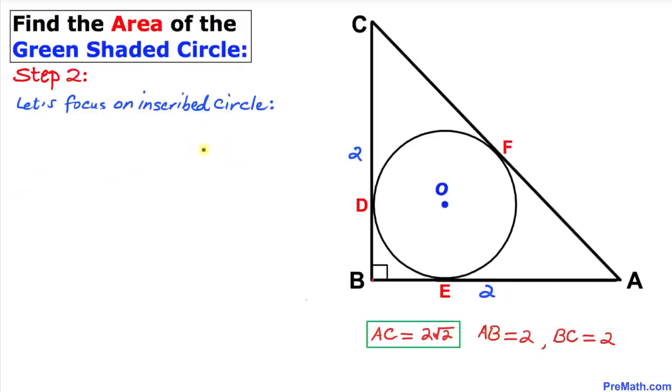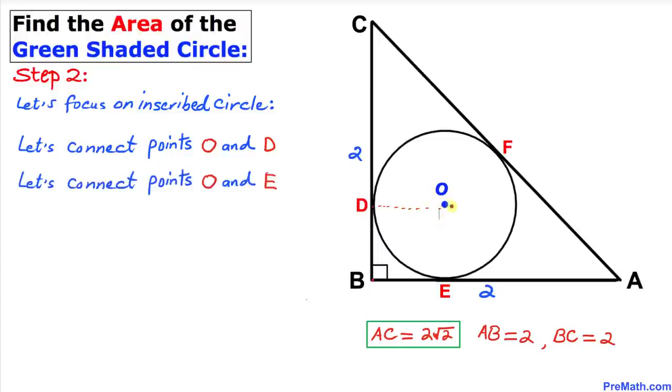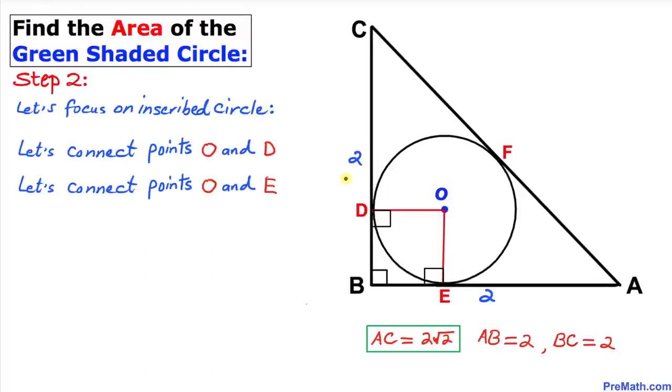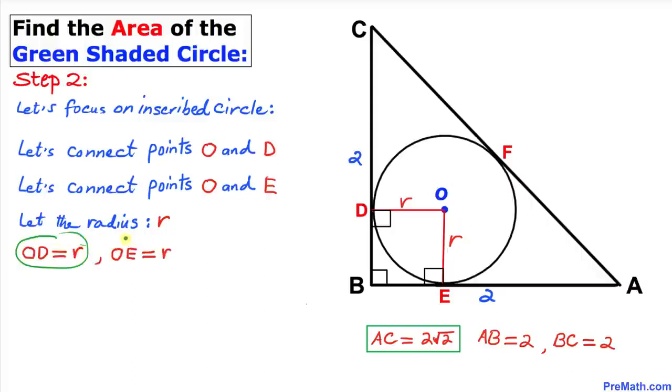And here's our next step. Let's focus on this inscribed circle. Let's go ahead and connect points O and D. So let me go ahead and connect that one, O and D. And likewise, we are going to connect point O and E. And here's our much nicer looking diagram. Let me call this radius as lowercase r. Therefore, OD equals r and OE equals r as well.